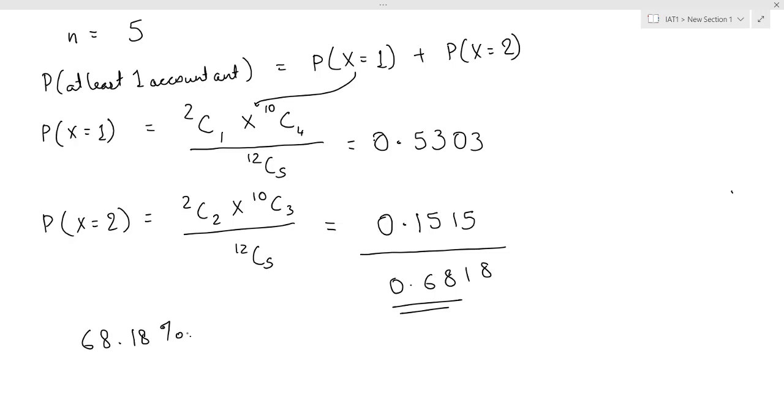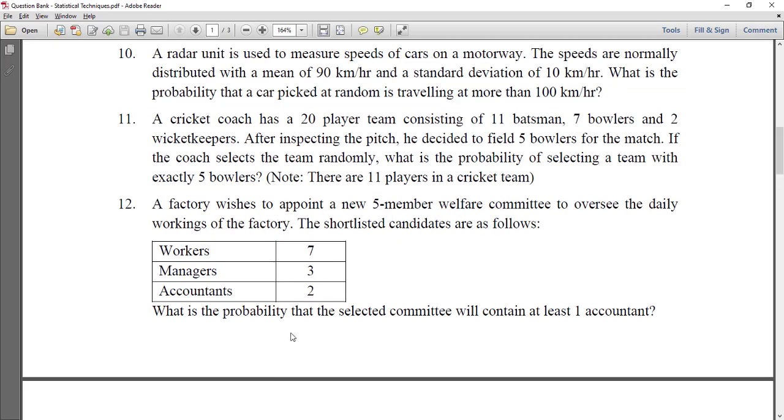Right? So this is known as hypergeometric distribution. Hypergeometric distribution is used when events are dependent on each other. That is, the events are not independent of each other. For example, taking cards out of a deck without replacement. Okay, so these were question numbers 11 and 12.